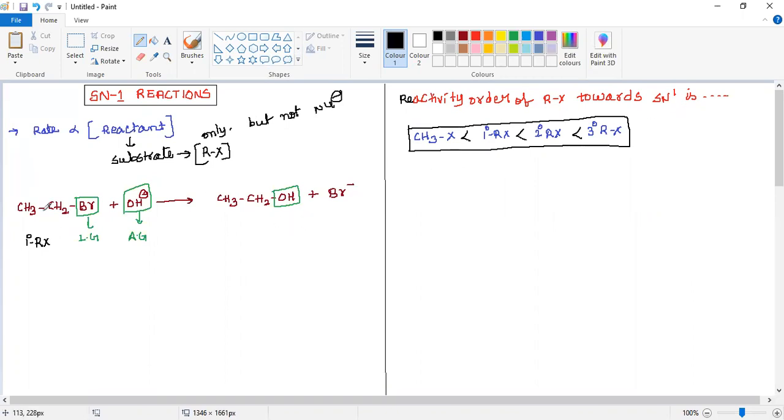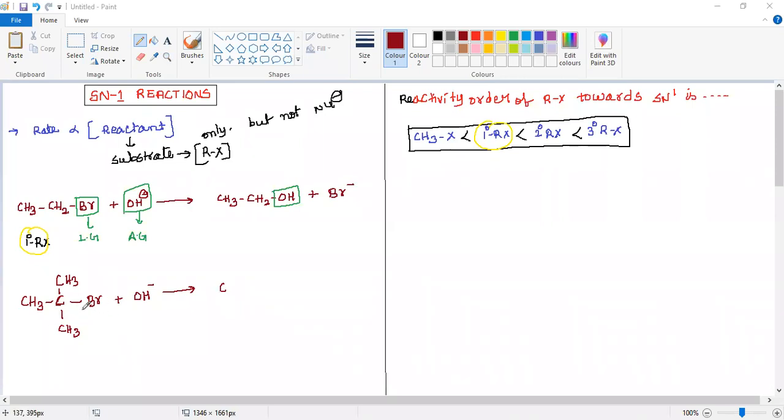But here, what type of substrate is taken? What type of substrate is taken, beta? What kind is it? Here, primary RX is taken. So with primary RX, is this example preferable towards SN1? No. So that's why we need to give the correct example. Let us see.